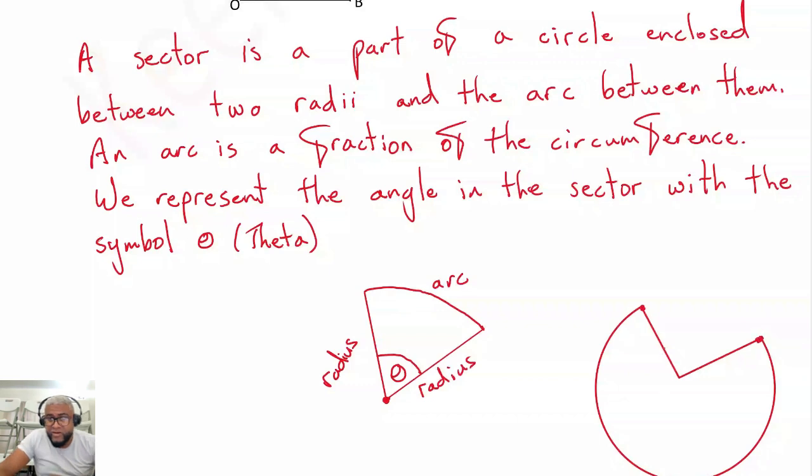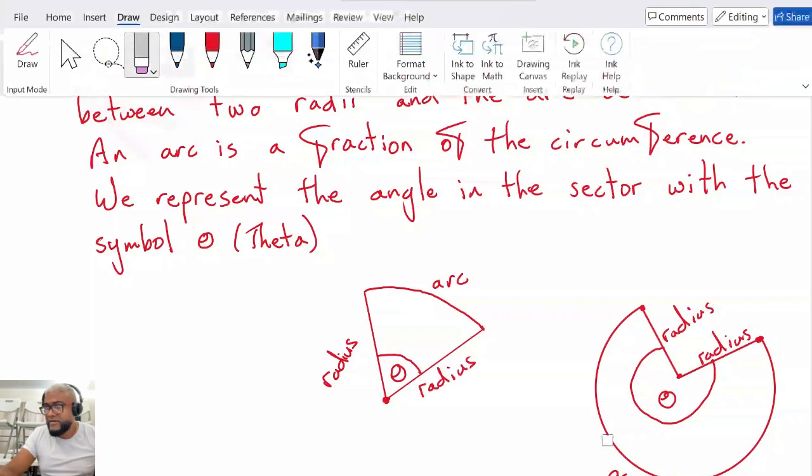But in this case, your angle will be on this side. So theta would be here. However many degrees is on the inside of the sector, that would be your theta. You have a radius here, the center of the circle here, and another radius here. Then your arc would be this big piece of your circumference here. Is everybody clear here?